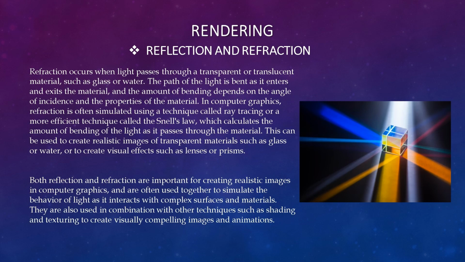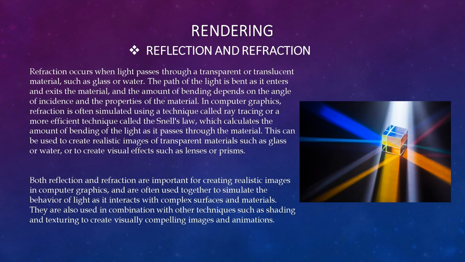Refraction occurs when light passes through a transparent or translucent material, such as glass or water. The path of the light is bent as it enters and exits the material, and the amount of bending depends on the angle of incidence and the properties of the material.